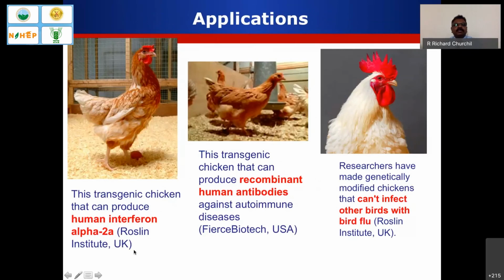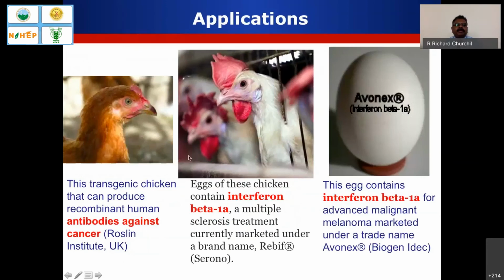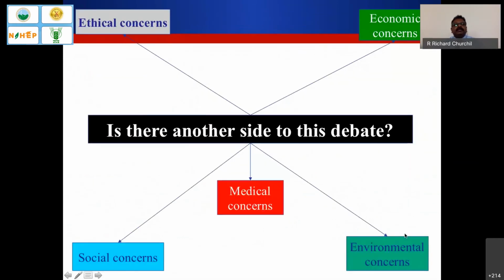In the Roslin Institute and from the USA, as I already explained, there is the chicken which is resistant to avian influenza, and also antibodies, interferon beta 2, interferon beta 1A. Now the discussion is whether it can be used, whether it is safe to use.